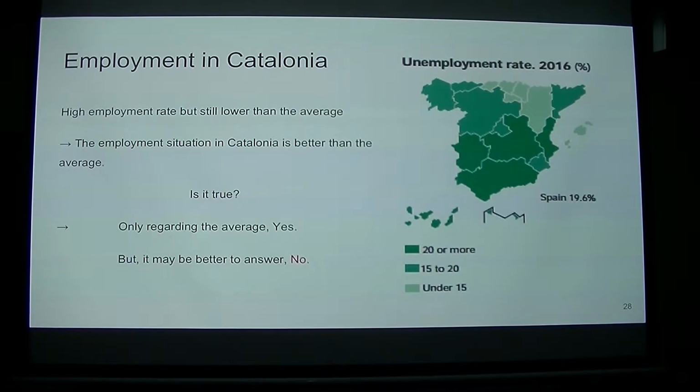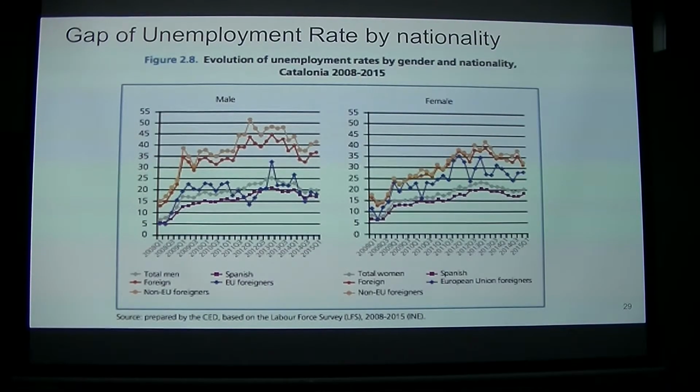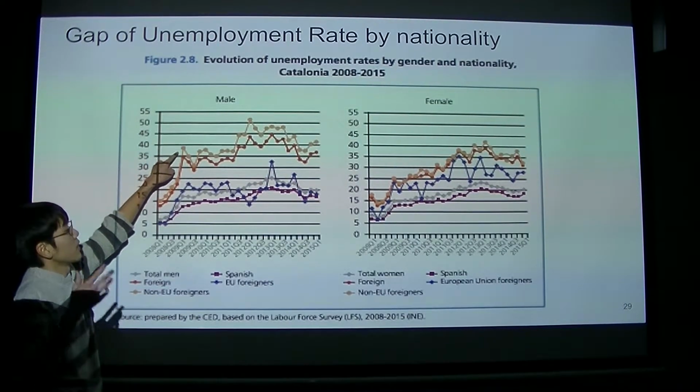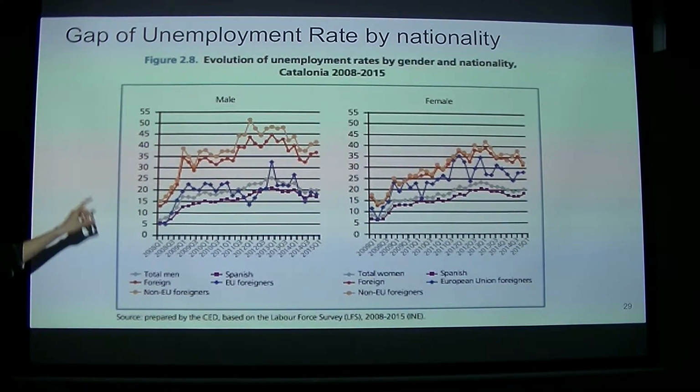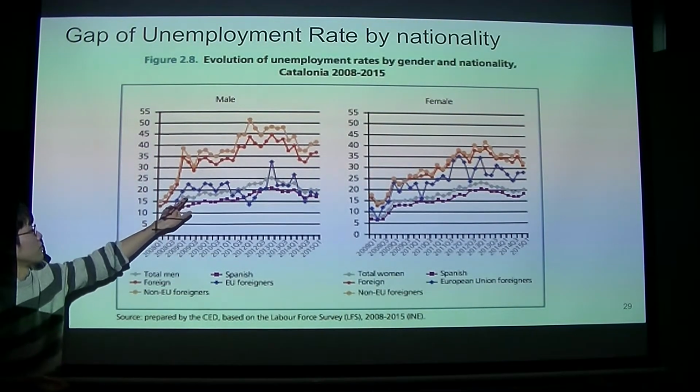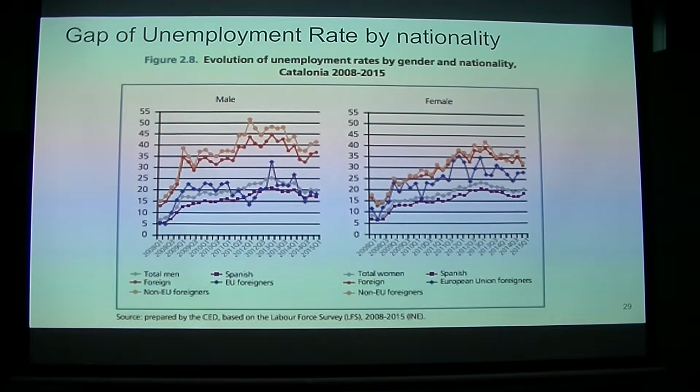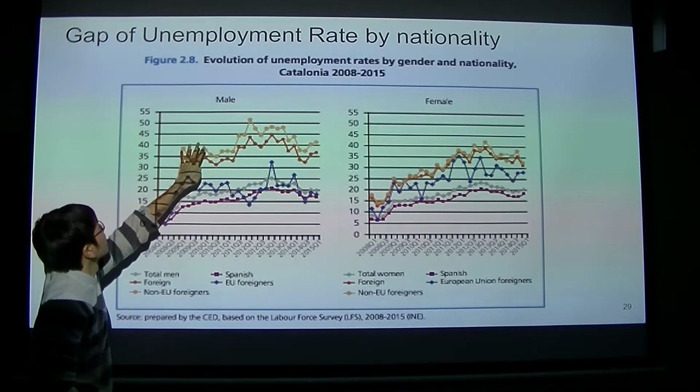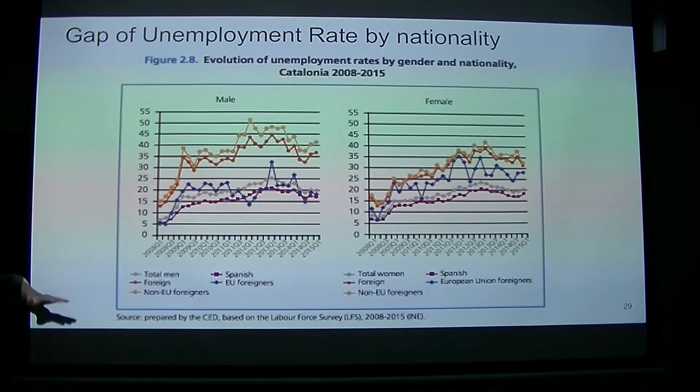But it may be better to answer no, because there's a big difference among the nationalities. This is the graph. This is the unemployment rate. Sorry, it's hard to see, but orange is foreign, and the light orange is non-EU foreigners, and purple is Spanish, and blue is EU, and gray is total men. So we can see that there's a big difference between EU people and non-EU people and African people. It's too high, 40 or 50, but it's relatively lower.